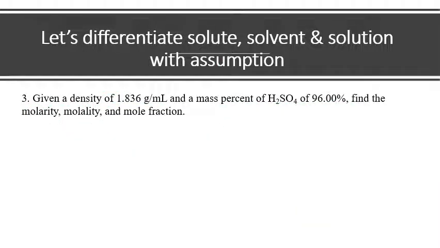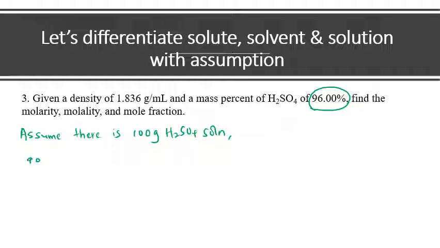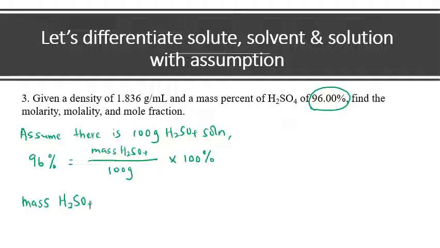Since we want to assume the mass of solution, because this one is 96%, we will assume there is 100 gram of H2SO4 solution. When this happens, you substitute into the formula: percentage by mass is 96%, mass of H2SO4 we have no idea, but the mass of solution is 100 gram, and then we multiply with 100%. From here, in general, we have the idea. No need to press the calculator. We also know that 100 and 100 can be cancelled out, percent and percent can be cancelled out. So mass of H2SO4 will be 96 gram.